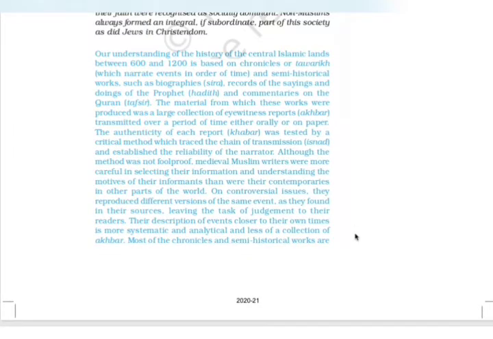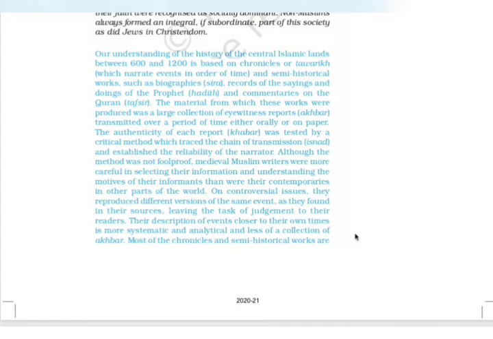Our understanding of the history of the Central Islamic lands between 600 and 1200 is based on chronicles or tawarikh, which narrate events in order of time, and semi-historical works such as biographies, sira, records of the sayings and doings of the Prophet, hadith, and commentaries on the Quran, tafsir.